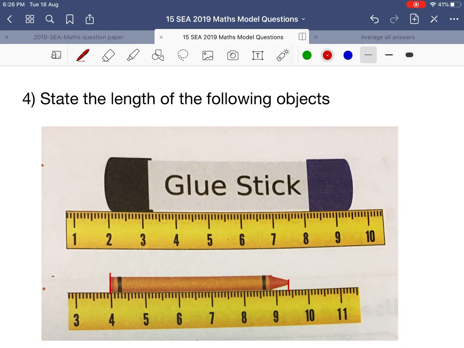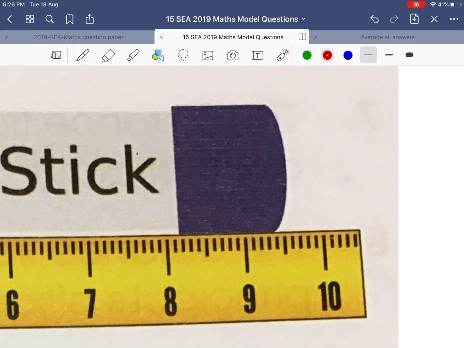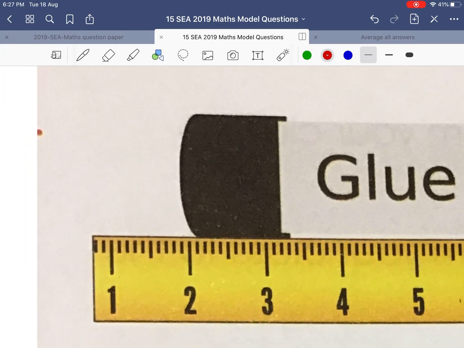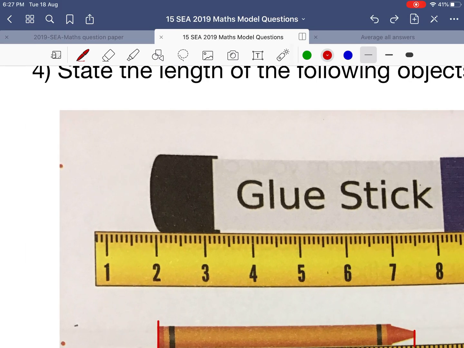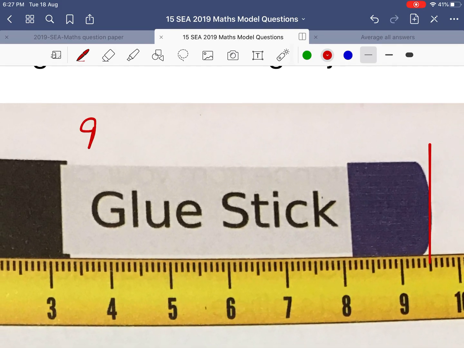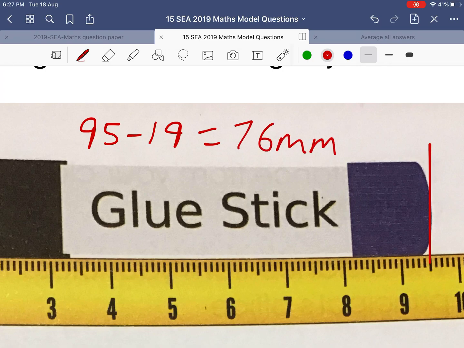Number 4. State the length of the following objects. So let's determine the endpoint. That's right about 95 millimeters or 9.5 centimeters. And the start point is 1.9 centimeters or 19 millimeters. So let's subtract. 95 take away 19 millimeters will give us 76 millimeters or 7.6 centimeters.